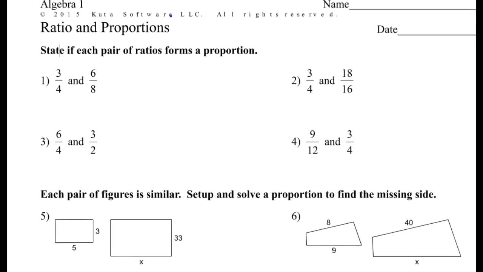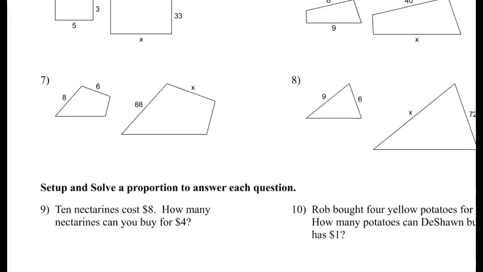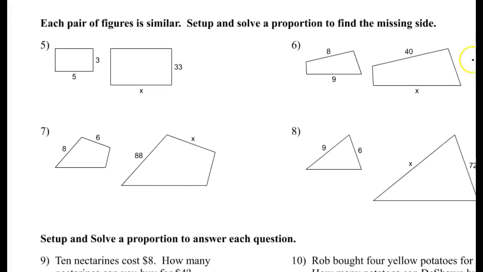Ratios and proportions. We talked a second ago about the physical shape of everything. When two shapes are in proportion, that means they're going to be the same shape but a different size. So when we're talking about physical objects, just know that proportion means same shape and different size.